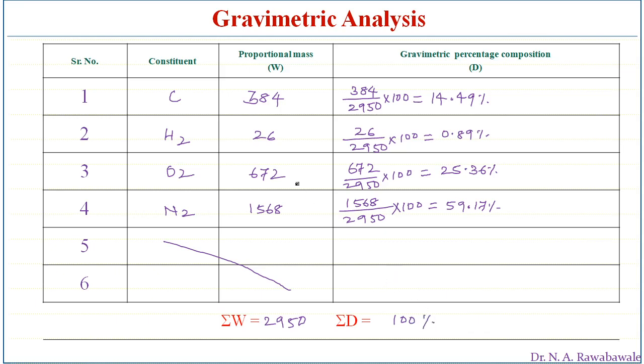So we obtained the constituents of the fuel as carbon 14%, hydrogen 0.89%, oxygen 25%, and nitrogen 59%. So this is the gravimetric analysis of the fuel. With this, I can say unit number 1, combustion of fuels and types of fuels, calorific value, everything is over. We'll be starting with the third unit of the syllabus in the next lecture. Thank you.